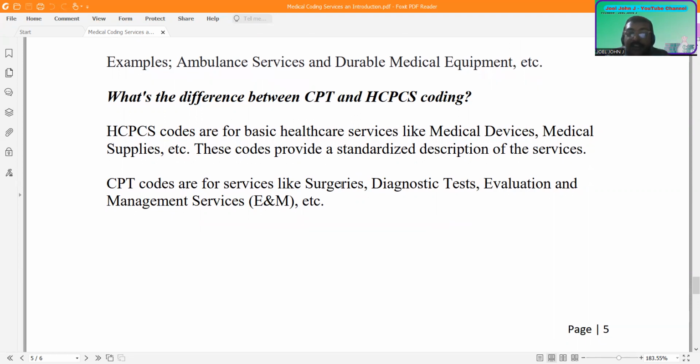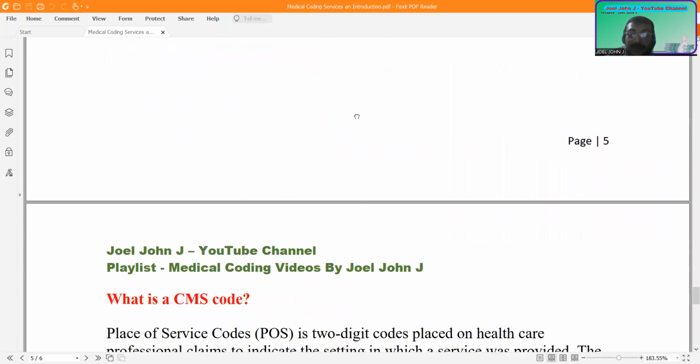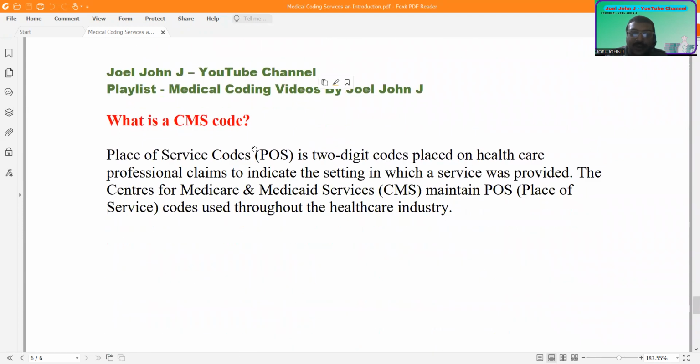CPT codes are for services like surgeries, diagnostic tests, evaluation and management services. That's E&M services, E&M CPT coding services, etc. To be more accurate. So what is the CMS code then?